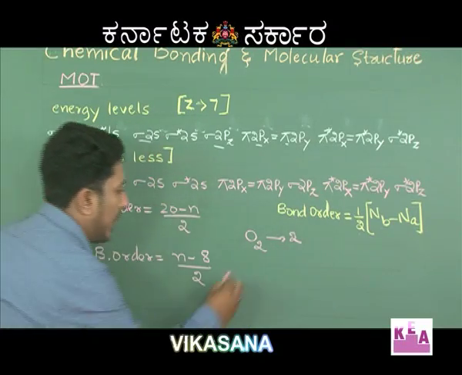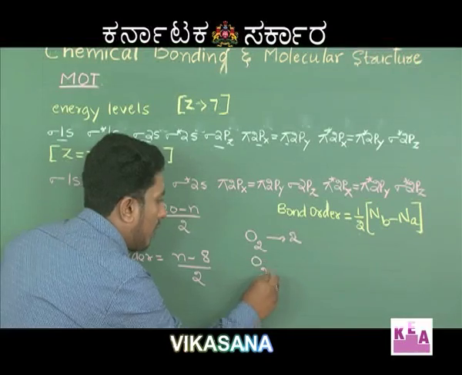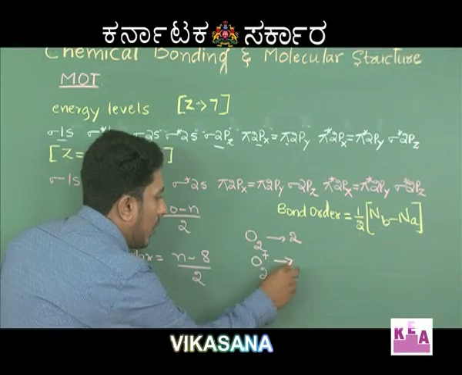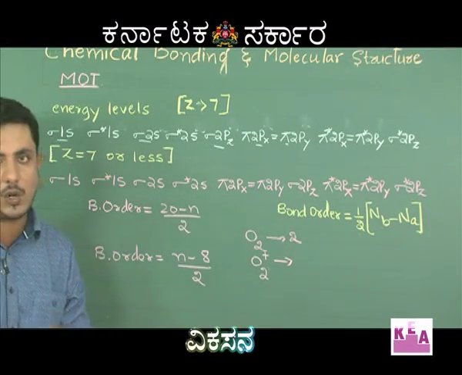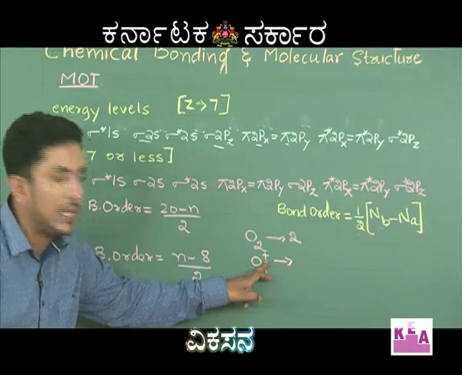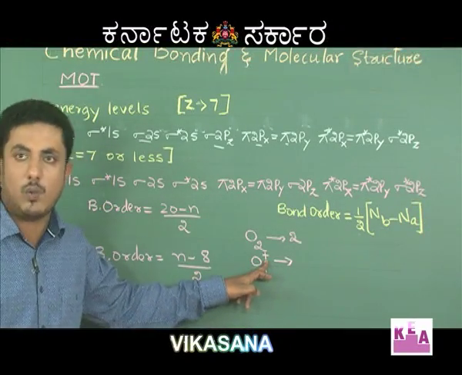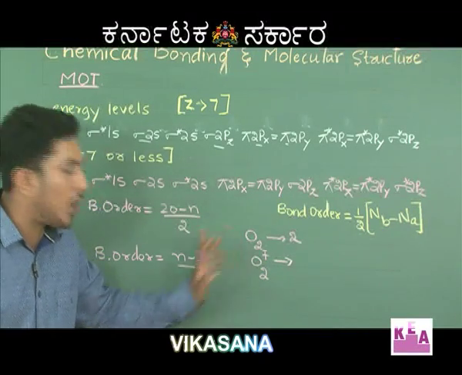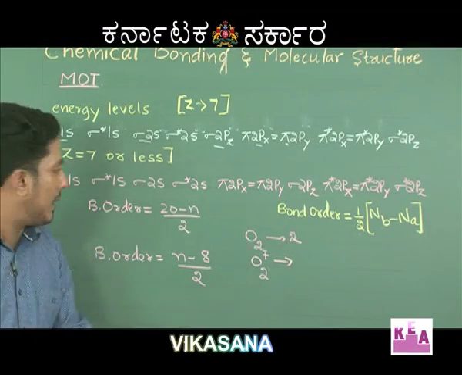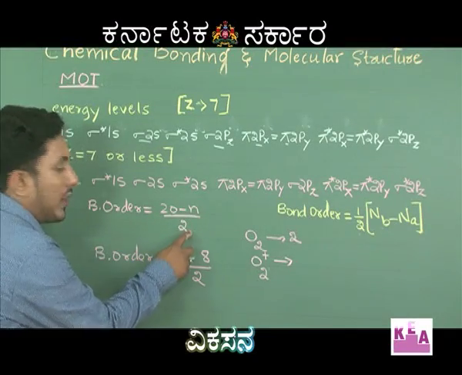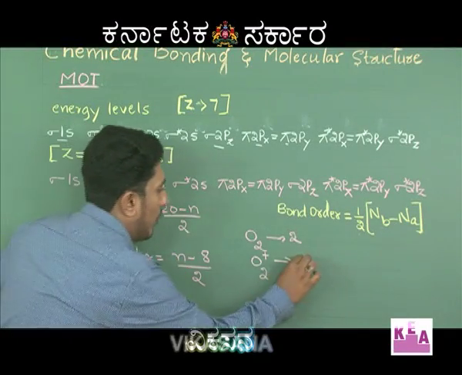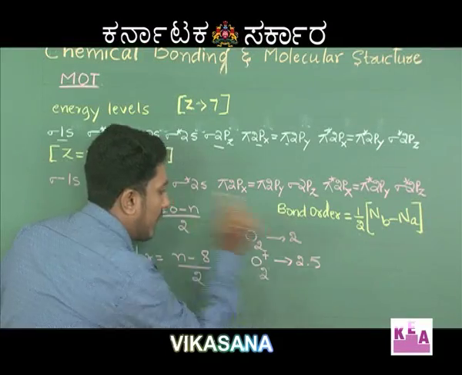Let's take another example. If they ask you to calculate the bond order of O2 plus: one oxygen contains 8 electrons, another oxygen contains 8 electrons, so 16, and plus indicates a deficiency of 1 electron. So the total number of electrons present in O2 plus is 15. Again, this formula is applicable: 20 minus 15 by 2, so it is 5 by 2. The bond order will be 2.5.